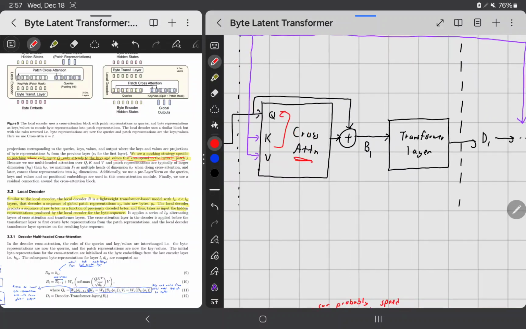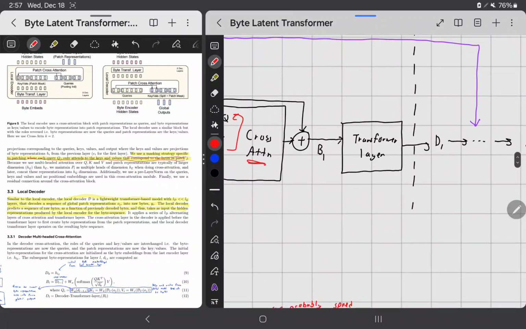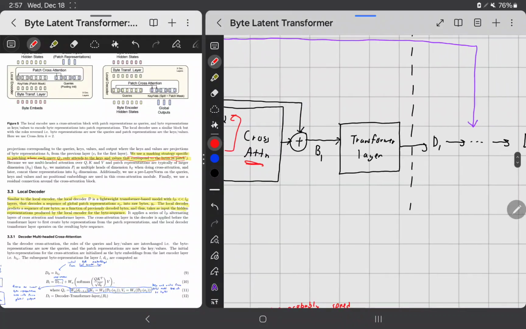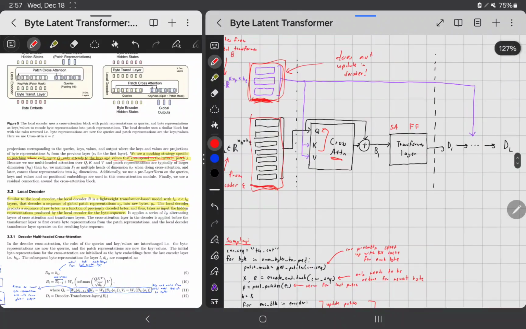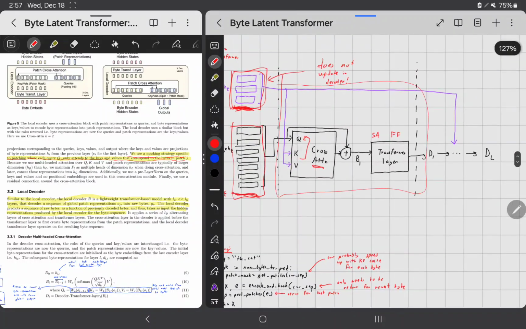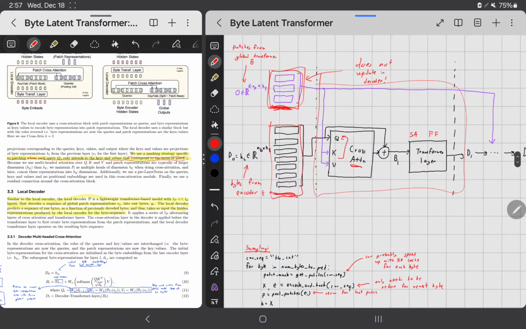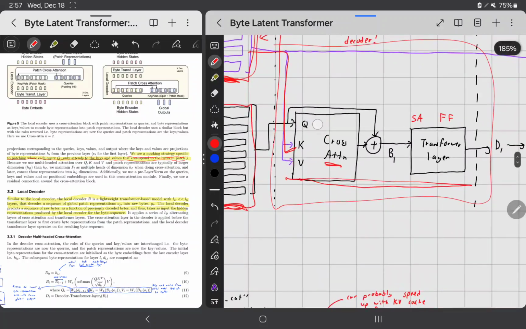The norms and the no positional encodings are the same for this cross attention. Then what you have is your causal transformer layer, which is just a normal transformer layer. So this would have your self attention in it and your feed forward layer. And yeah, you just stack these blocks over and over again. Again, note that only the bytes are updated and the information from the patches is being distilled into those bytes via cross attention, via the keys and values.